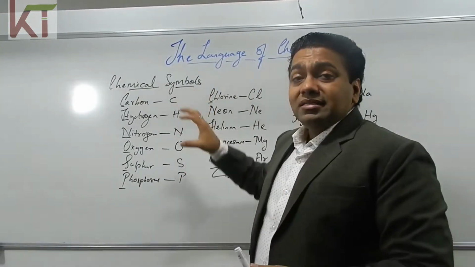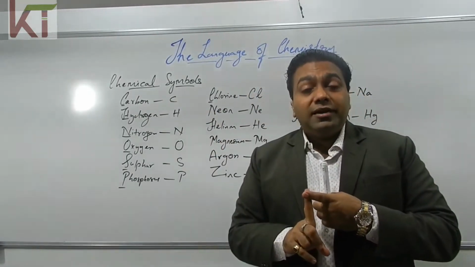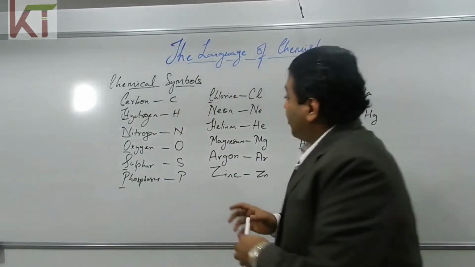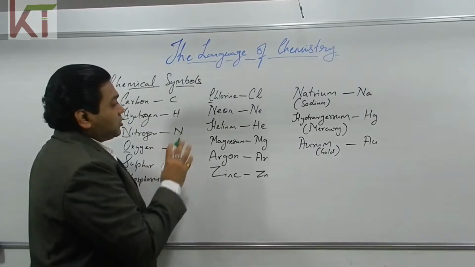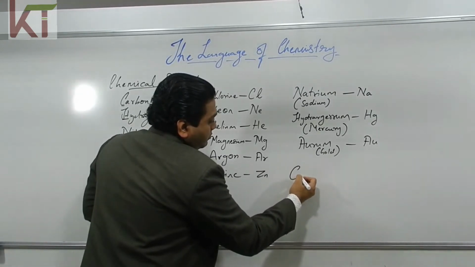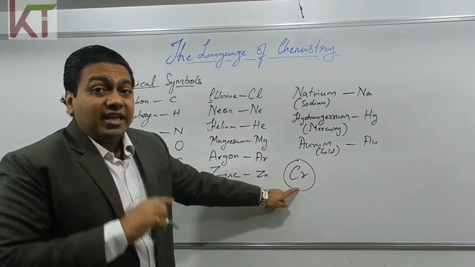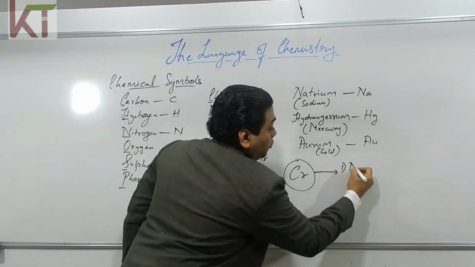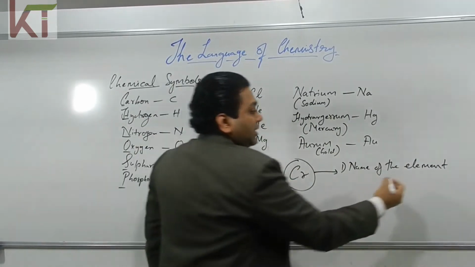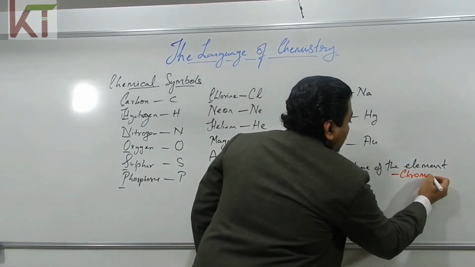So what does a chemical symbol signify? That's what you need to know. Number one, it will tell you the name of the atom. Correct? It will tell you the name of the element. So by looking at any other element which is not mentioned over here, for example Cr, what do I come to know? The name of the element. And the name of this element is nothing but chromium.